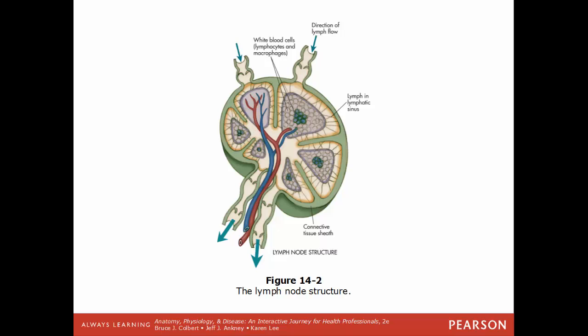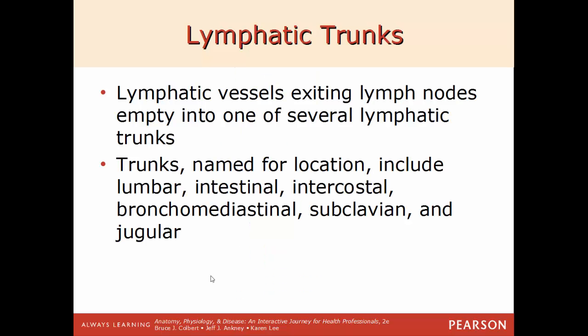Here's an illustration of a lymph node and its structure. You have lymph fluid going into the structure here. Then you see the various sections that make up the lymph node. And here you'll find white blood cells that help to filter and destroy pathogens. And then the fluid will exit out the node here. Lymphatic vessels that exit a lymph node will exit into what are called lymphatic trunks. And these trunks are named for the area that they serve.